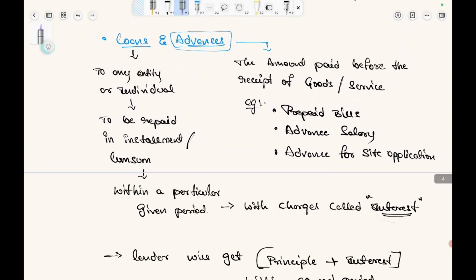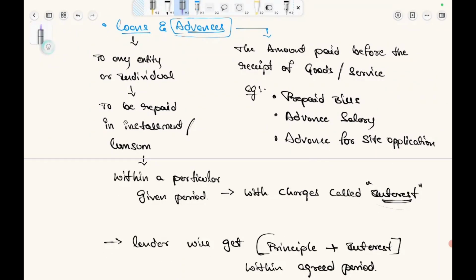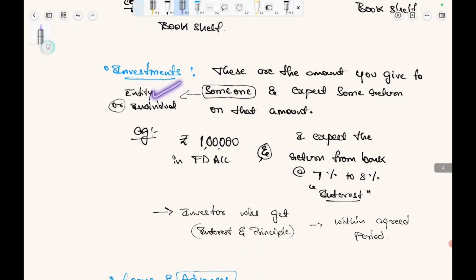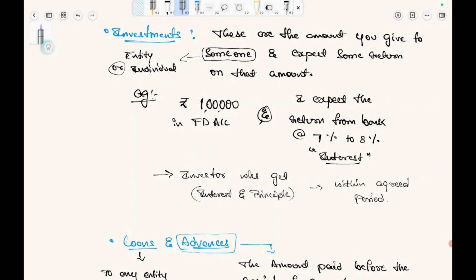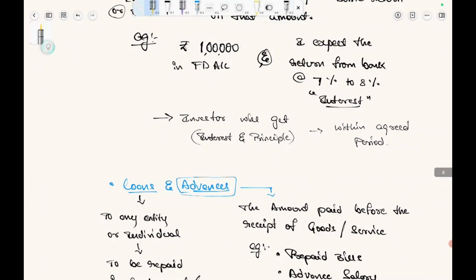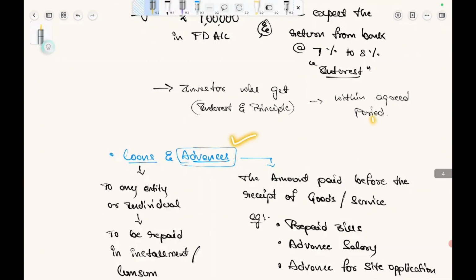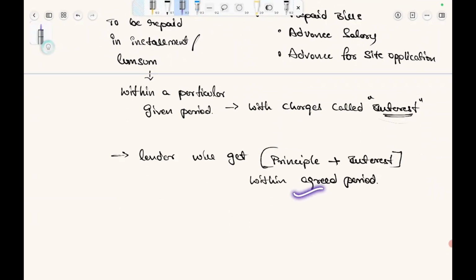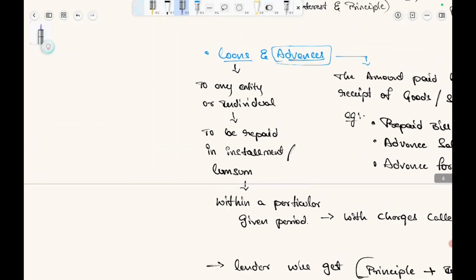So by seeing this, you may get confused between investment and loans because these two terms which I explained now are similar in nature. You give an amount to an individual or entity and you expect some return, called interest. Here also you will get interest and principal within the agreed period. So what is the difference between loan and investment?